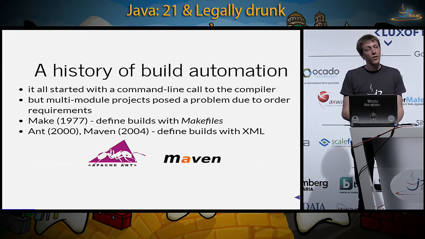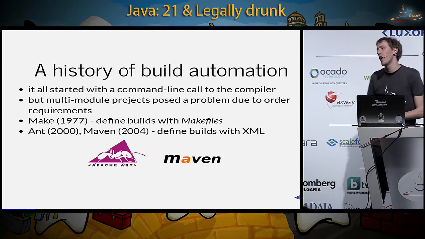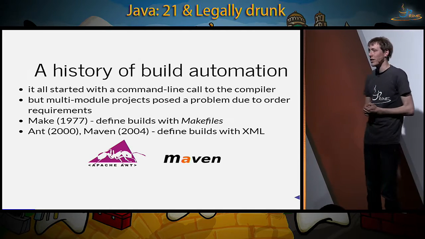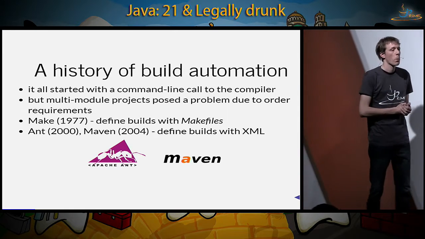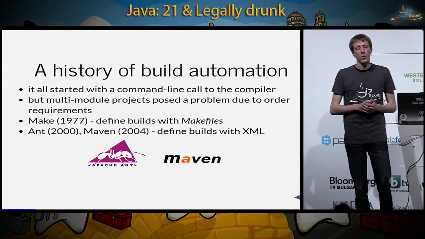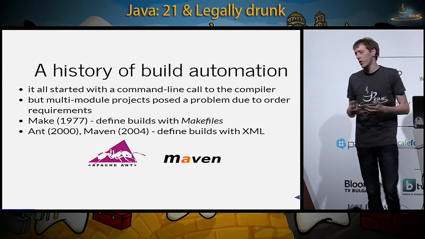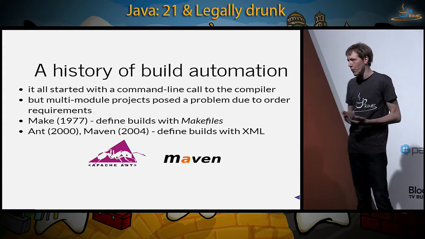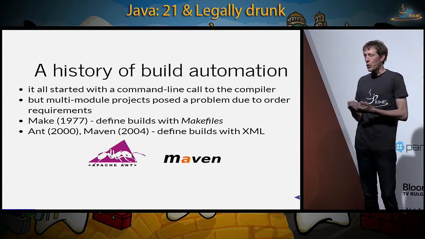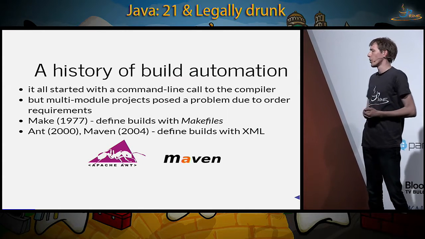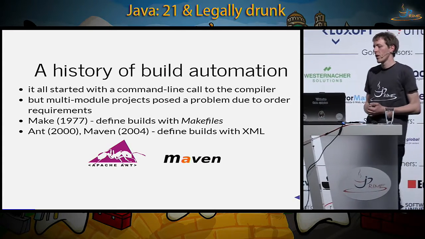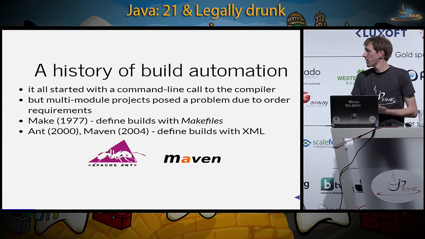Well, this was a long time ago, and for the Java ecosystem, Ant was created, which was actually some sort of translation of make for Java. And of course, Maven emerged a few years later, also defining builds with XML, but adding a concept of build life cycles. So when you execute a build, it executes a few tasks in a predefined order, so that, well, you know, your structure is not all over the place like with Ant. That's what Maven tried to do.